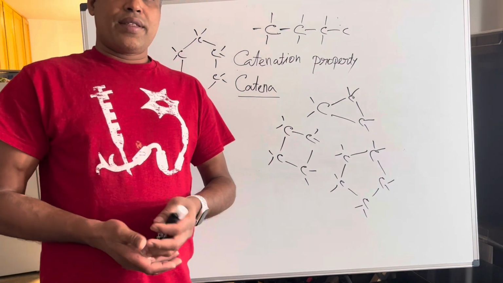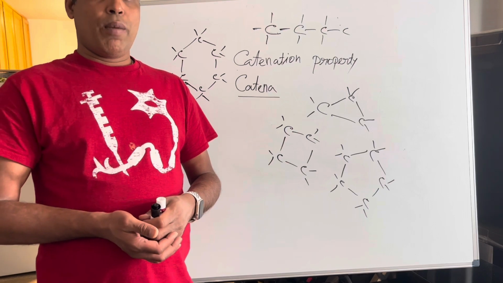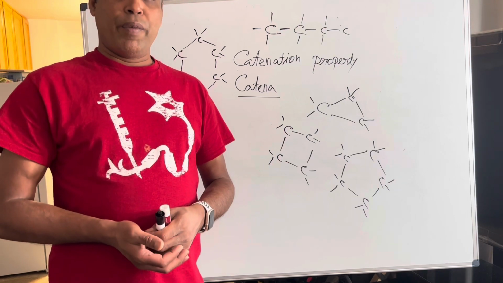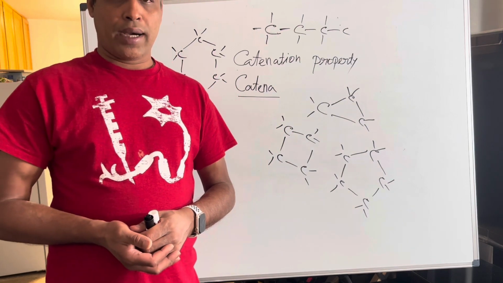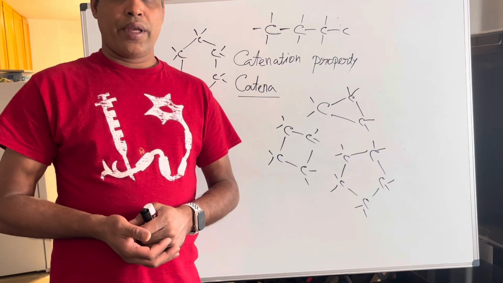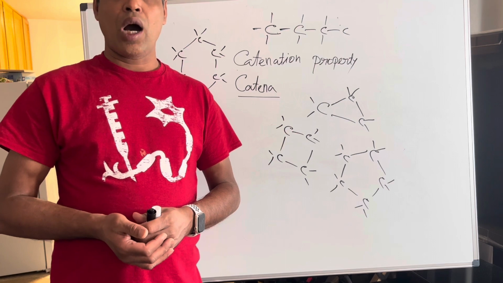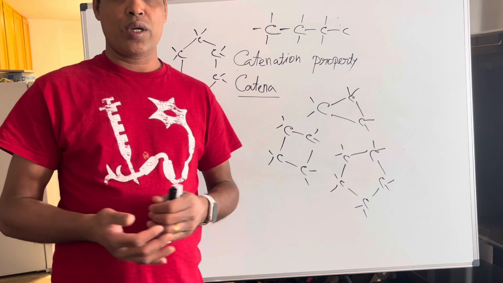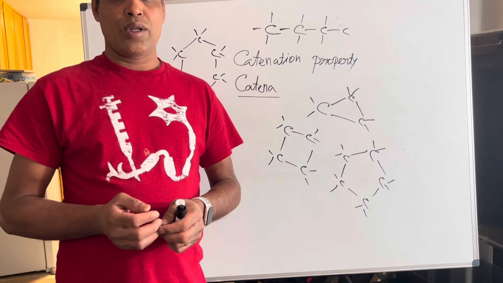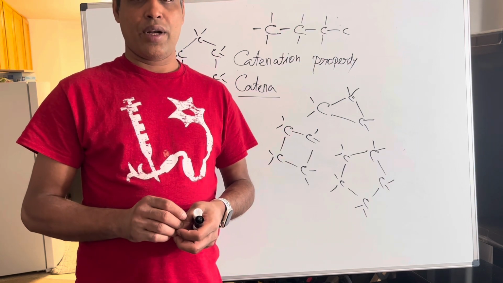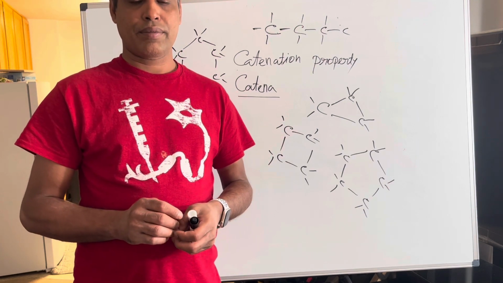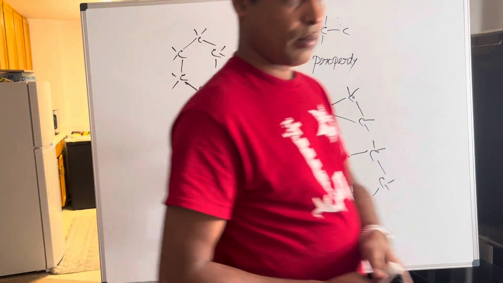Before understanding this catenation property and organic compounds, we should understand nicely and properly the hybridization of the carbon orbital. Then you will understand how carbon can make new bonds by hybridization. So please see my next video on hybridization, which I'm going to make, and that will help you to understand.